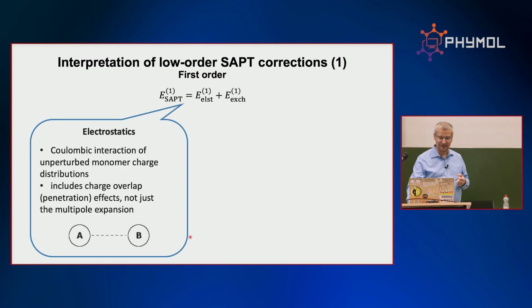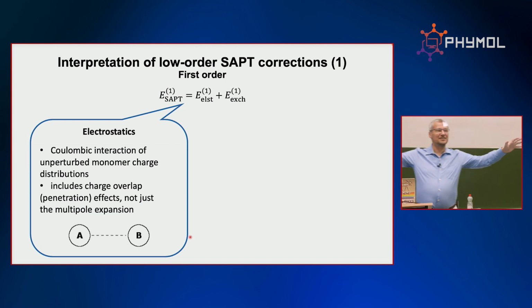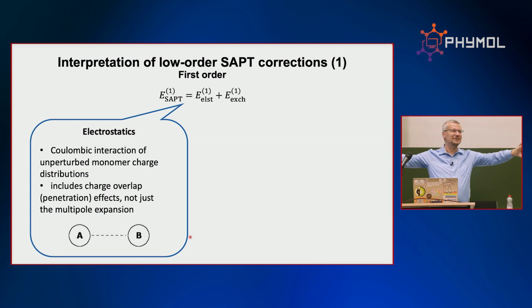So this first part, electrostatics, is the simplest term where the electron densities of the two molecules are exactly as they were without interaction. So the molecules have not been affected by each other, the densities, but these densities interact coulombically. Both the nuclei and electrons of A interact with the nuclei and electrons of B.